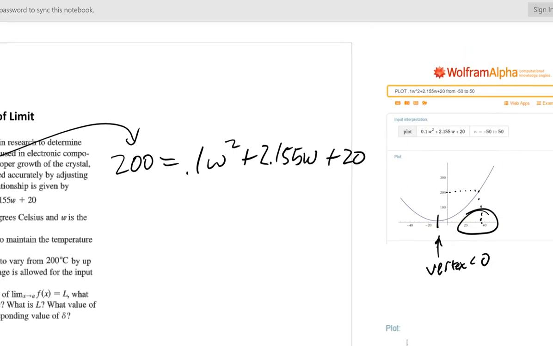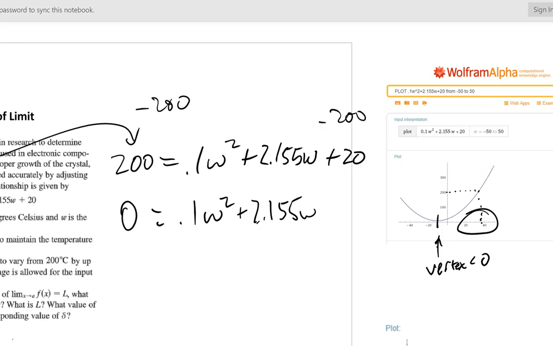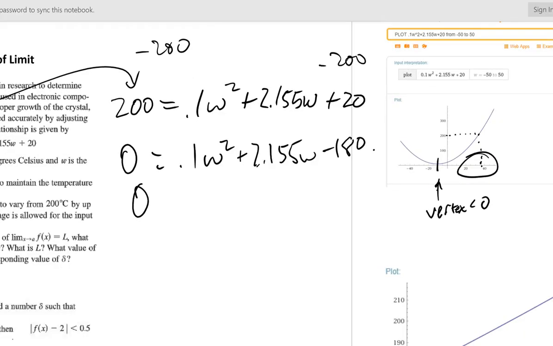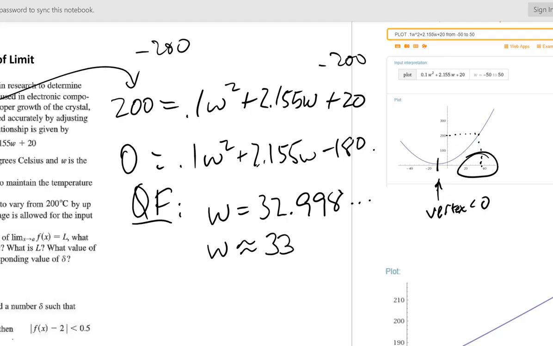Anyway, so we move the 200 over, 0.1 W squared plus 2.155 W. And then when you subtract 200 from both sides, you get minus 180 over here. And when you use the quadratic formula on this, you get W to be 32.998. It keeps going a little bit. So W is about 33. So the answer to the first part is around 33, or if you want, you can put 32.998.